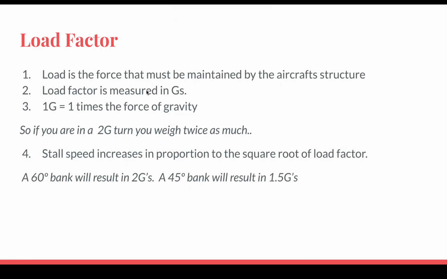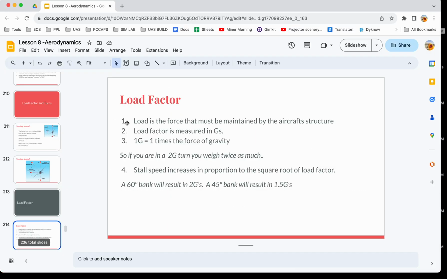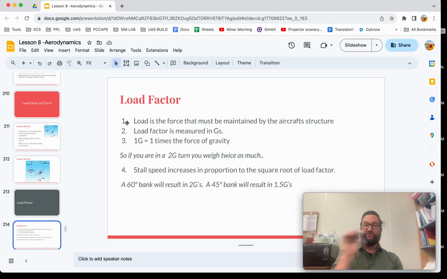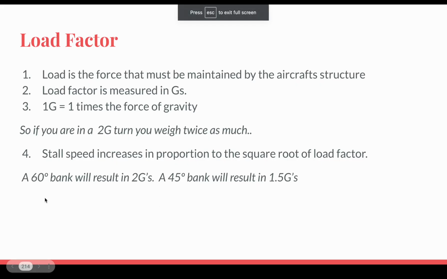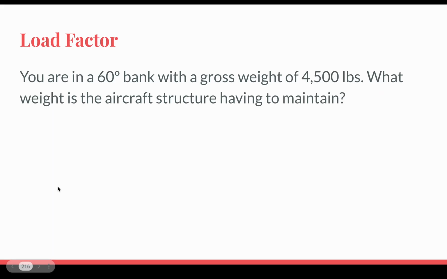Load is the force that must be maintained by the aircraft structure. Load factor is measured in G's, and 1 G equals 1 times the force of gravity. As you turn, you increase the G's on the plane, meaning the plane's effectively heavier. It's not really heavier, but the forces on the wings are much higher than in straight and level flight. How much? A 60-degree bank will result in 2 Gs. So if your aircraft weighs 2,000 pounds, but you put it in a 60-degree bank, it's exerting 4,000 pounds of force on those wings.